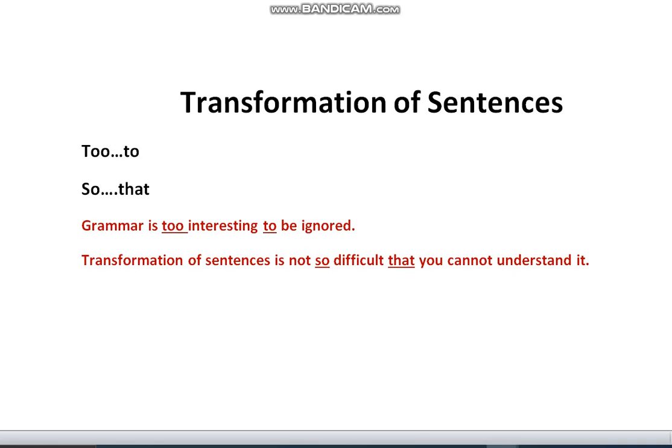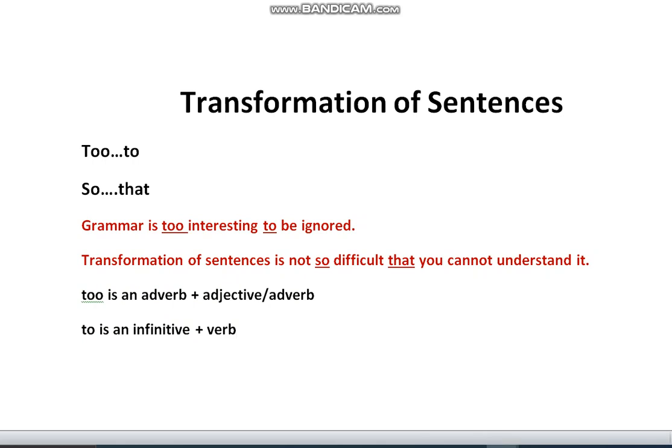So let us begin with the structure "too...to". In this structure, "too" is an adverb and "to" is an infinitive. "Too" is used before an adjective or an adverb, and this "to" infinitive is used before a verb. This is the first thing that you need to understand in this structure.